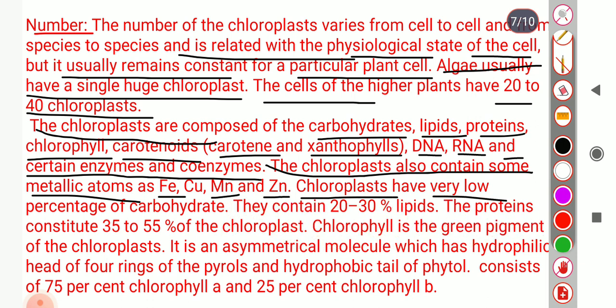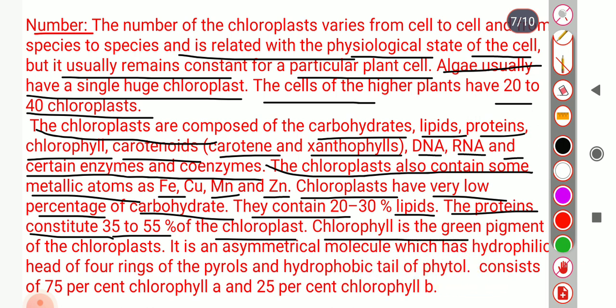Chloroplasts have a very low percentage of carbohydrate, they contain 20 to 30% lipid, and protein constitutes about 35 to 55% of the chloroplast. Chlorophyll is the green pigment of the chloroplast. When we talk about the percentages, carbohydrate is very low, lipid is about 20 to 30%, and protein is about 35 to 55%. Chlorophyll is the green pigment in the chloroplast.